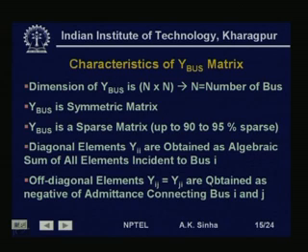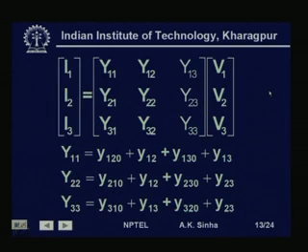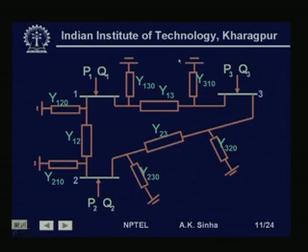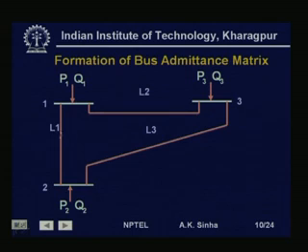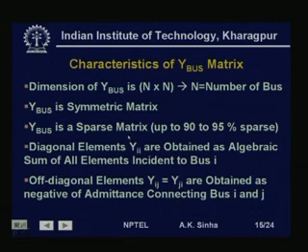So, let us see what are the characteristics of this Y bus matrix. The dimension of this Y bus matrix is n into n, where n is the number of bus bars in the system. If you have a 3 bus bar system, as we had seen here, for this 3 bus bar system, we will get a 3 by 3 Y bus matrix. If we have a 10 bus bar system, we will get a 10 by 10 matrix.